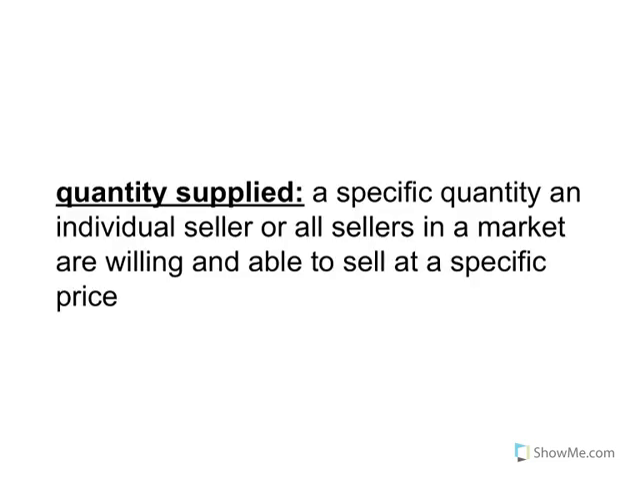Quantity supplied is a specific quantity an individual seller or all sellers in a market are willing and able to sell at a specific price. It doesn't matter if it's individual supply or market supply, we can do this with either one. So it's very specific. A specific quantity we're willing and able to sell at a specific price. 20 units, $2. 50 units, $5. Whatever it is. Okay? That's quantity supplied. Just like quantity demanded, but looking at firms, not consumers.